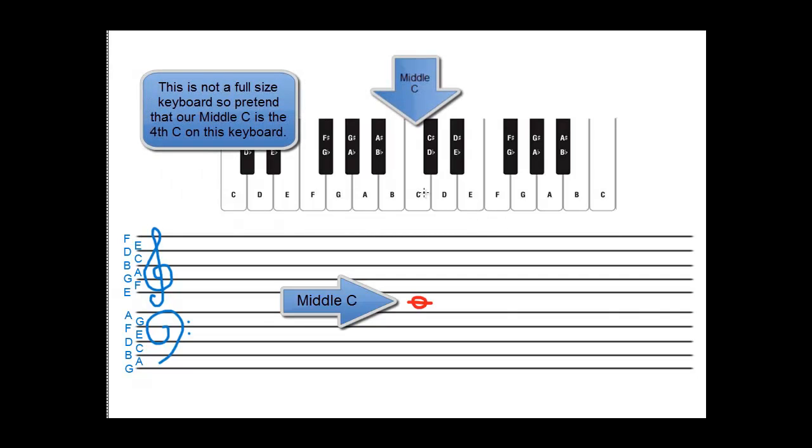We call it C4. What that means is that if you were to look at a piano and find the C that is the farthest to the left, or the lowest, and you would find each C after that, it would be the fourth C on the keyboard. Again, this is called middle C.